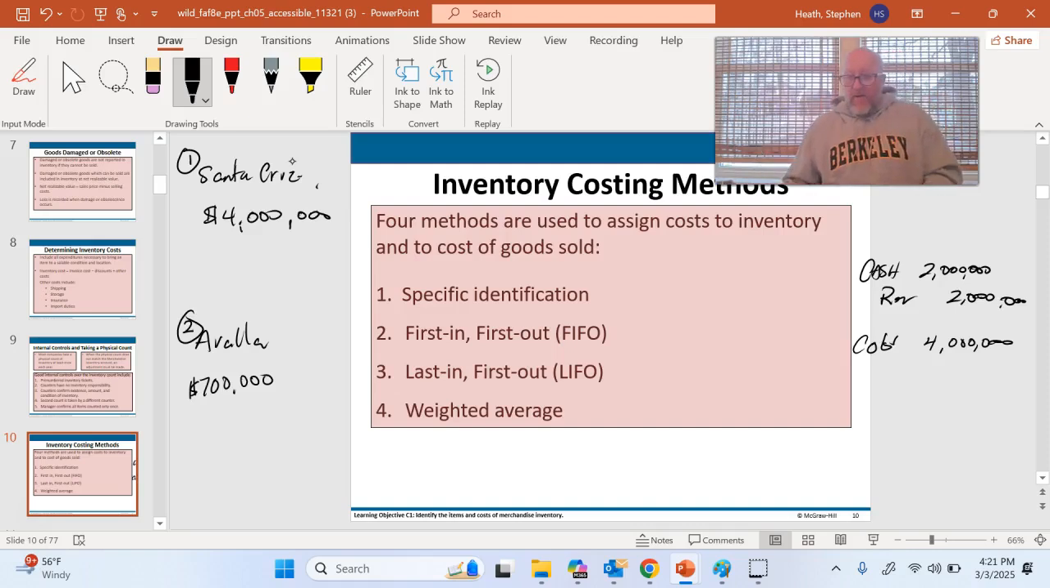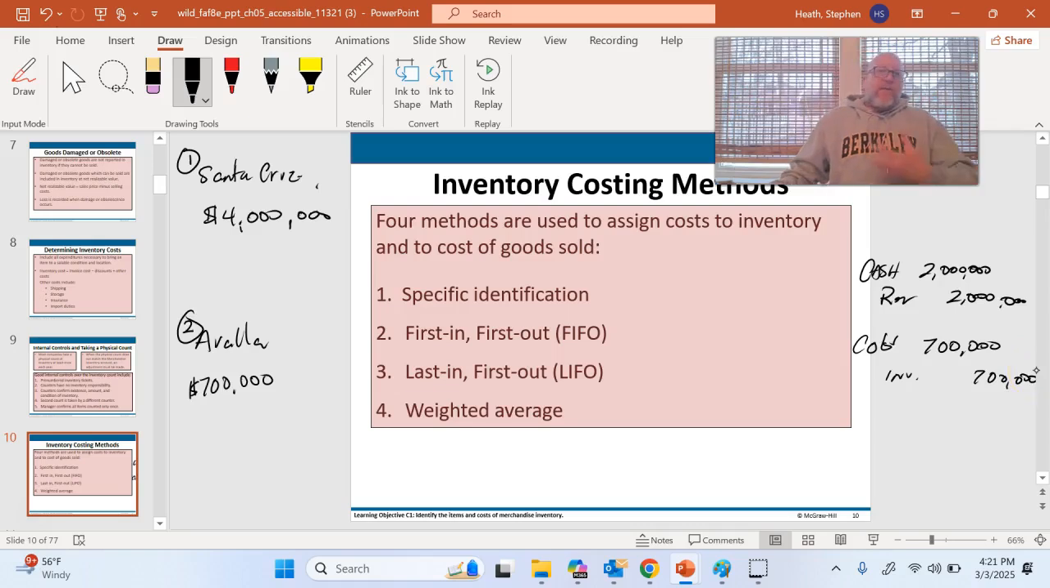I don't know where my undo button is, but anyway, I guess I'm not as good as I thought I was. Here it is. That's so cool, right? I'm going to use the specific method. The cost of goods sold for the house in Avila was 700,000 and my inventory 700,000.